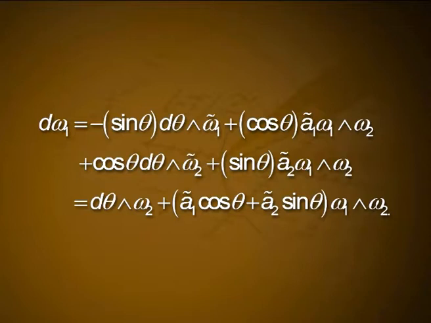minus sin θ dθ wedge ω1 tilde plus cos θ a1 tilde ω1 wedge ω2 plus cos θ dθ wedge ω2 tilde plus sin θ a2 tilde ω1 wedge ω2, which is equal to dθ wedge ω2 plus (a1 tilde cos θ plus a2 tilde sin θ) ω1 wedge ω2. If k is a special connection k1 on π inverse U, then φ1 is equal to dθ.